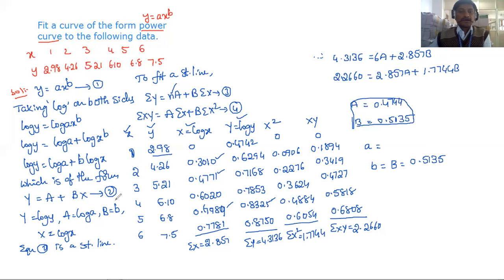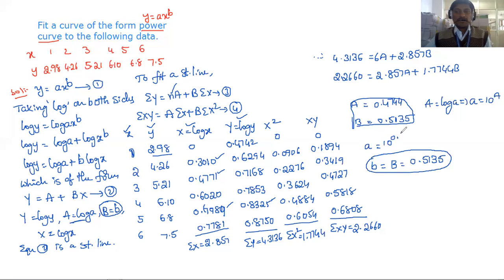So no need to calculate, because here we already wrote that capital B is equal to small b, so small b is equal to the value we got for capital B. And capital A is equal to what? Since capital A is equal to log a, from this we can get the value of small a. Small a is equal to 10 power A, so small a is equal to 10 power 0.4744, which we got as 3.0019.